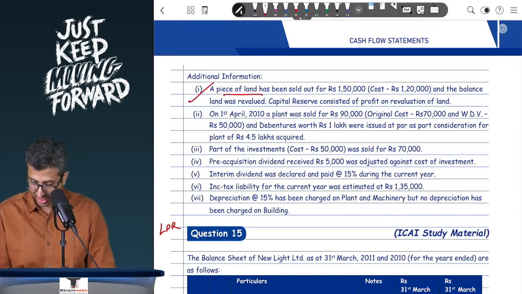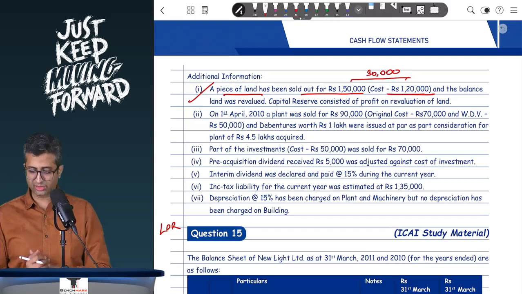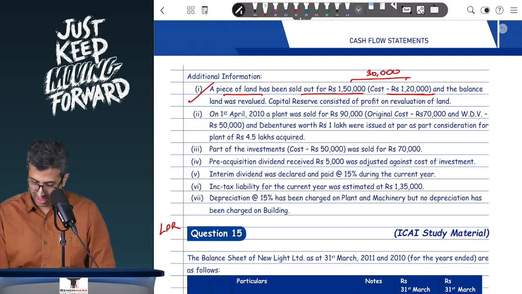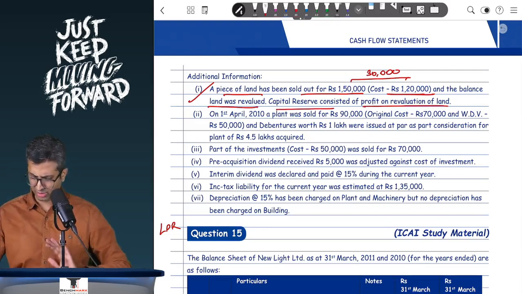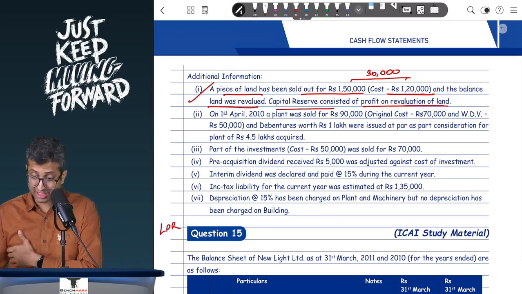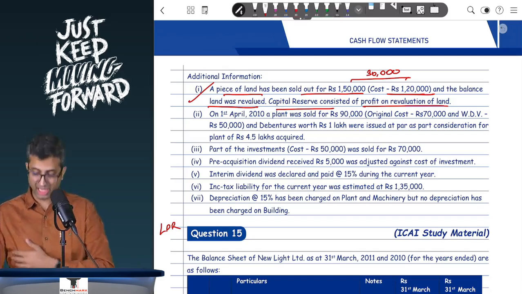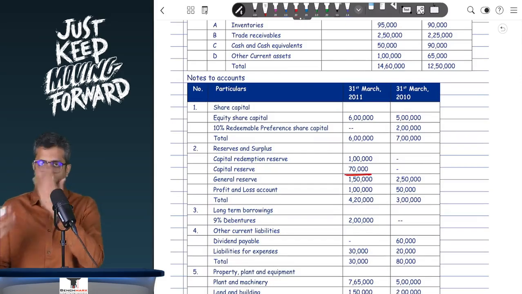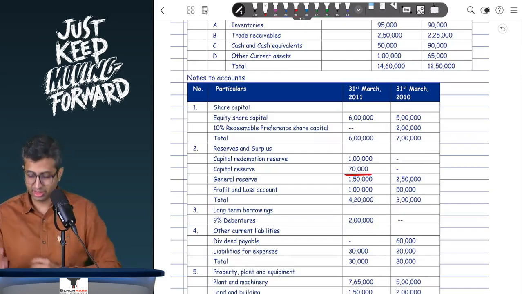First, a piece of land has been sold for 1,50,000, which is costing 1,20,000. So this 1,50,000 will be your cash flow from investing and 30,000 will be the gain, and the balance land was revalued. Capital reserve consisted of profit on revaluation of the land. So over here a land was sold and the balance land was revalued. So whatever is the change in the capital reserve in my balance sheet, 70,000, that is attributable to this appreciation.